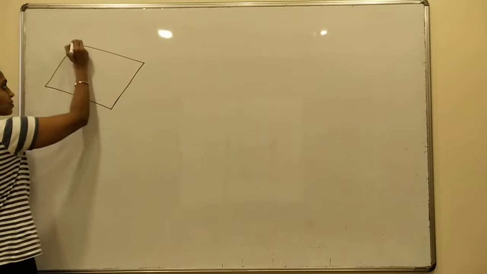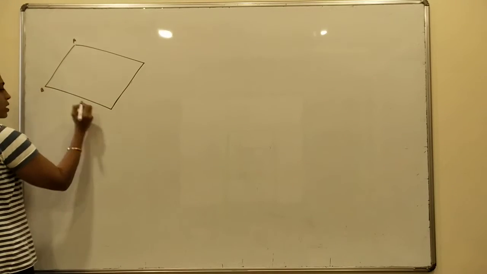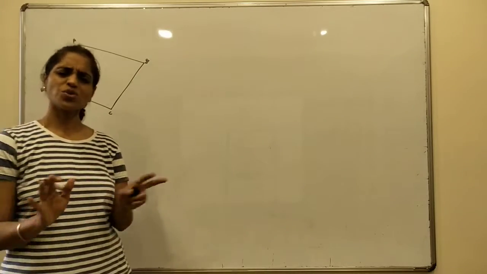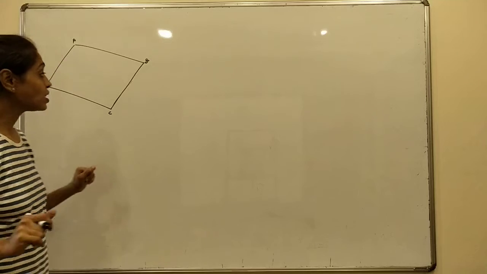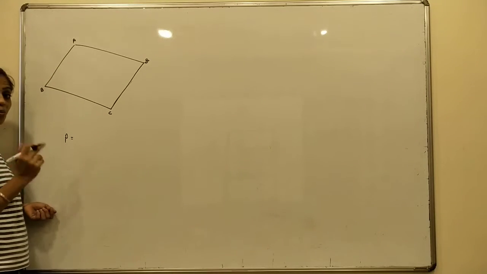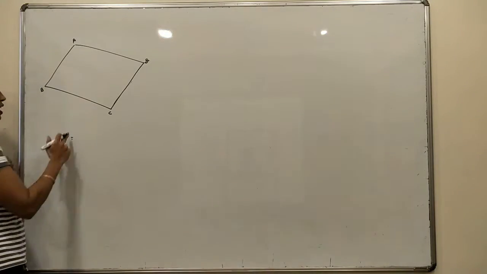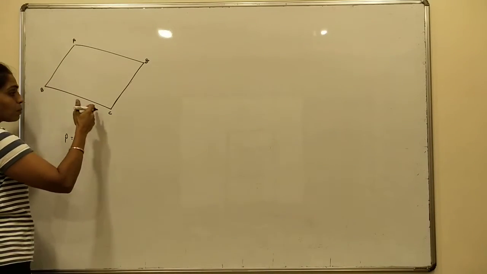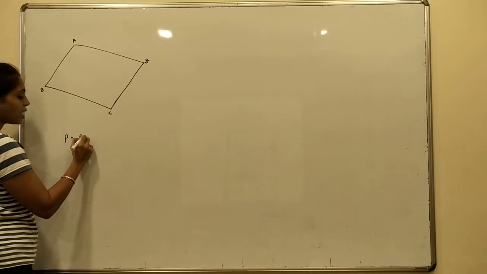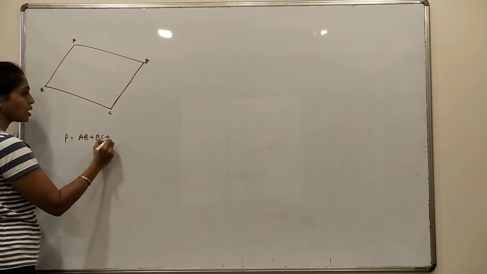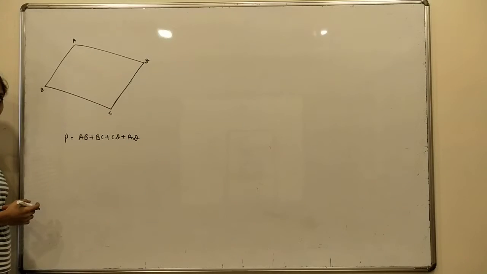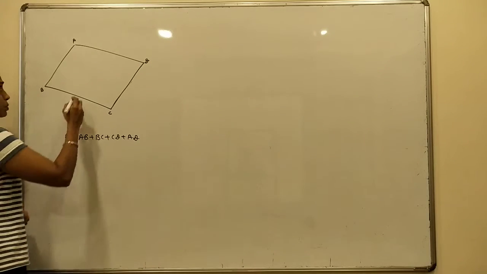Quadrilateral A, B, C and D. Not a special kind of quadrilateral, just four sides. Right? So its perimeter is very simple. The sum of all the four sides. That is, perimeter means AB plus BC plus CD plus AD, that is the perimeter. Now what is area?